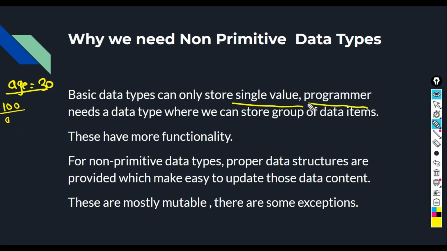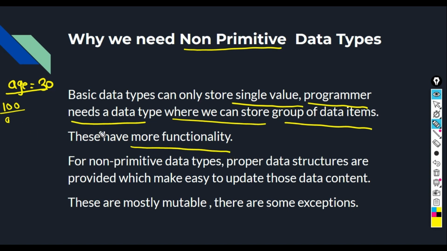So that's why, for such problems, the programmer needs a data type where we can store a group of data items. Right? This is the need of the programmer. So the programmer is asking Python, I need such a data type. Then Python is saying, yes, I will provide you such a data type. Those are the non-primitive data types. As per your requirement I am going to provide you data types, and those are going to have more functionality.